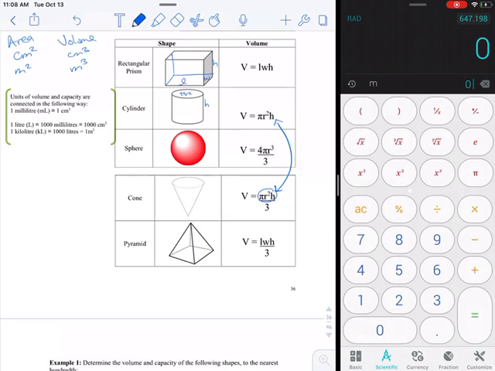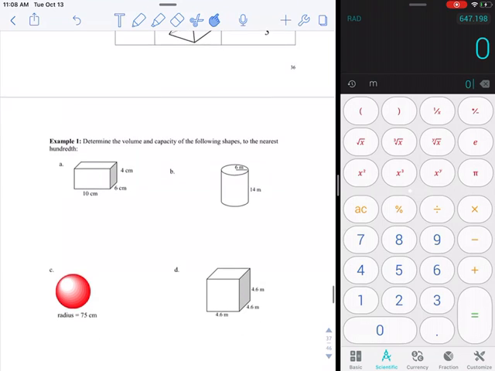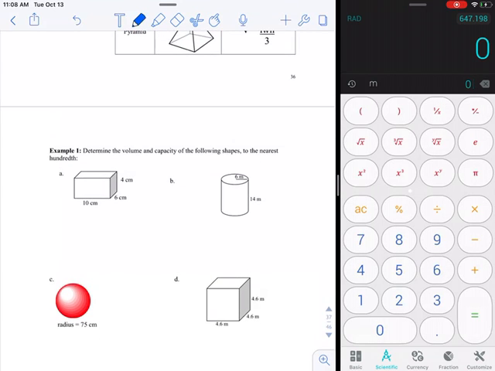Okay? So we're going to use some of these formulas to do these questions. So volume is length times width times height. So length, width, and height is 10 times 6 times 4. So 240 centimeters cubed.